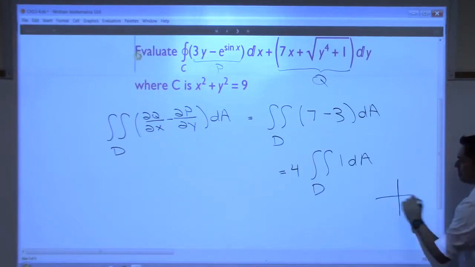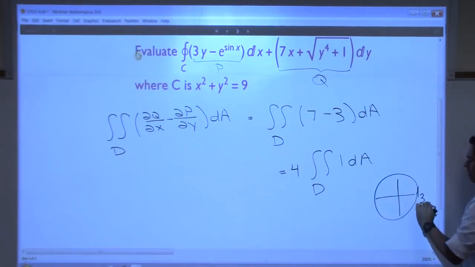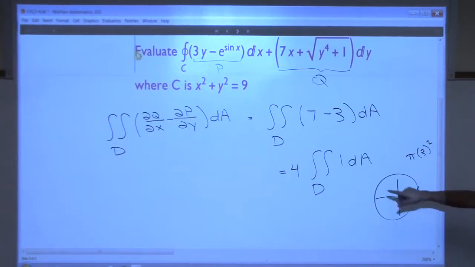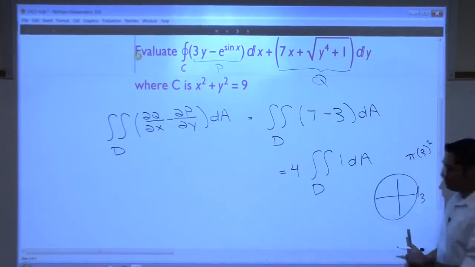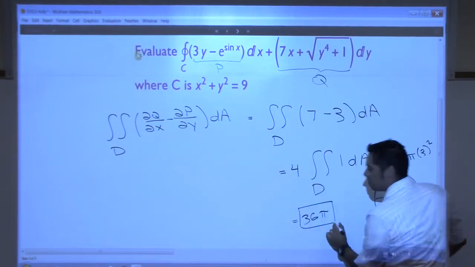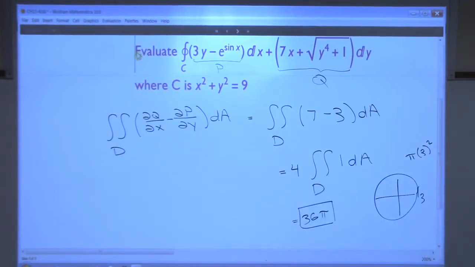And D is the circle with radius 3. The area of that's pi times the radius squared. So that's just 9 pi, isn't it? Times 4. So 36 pi. Wasn't that a little easier to do? A lot easier to do. So yes? Green's theorem is always the route to go?